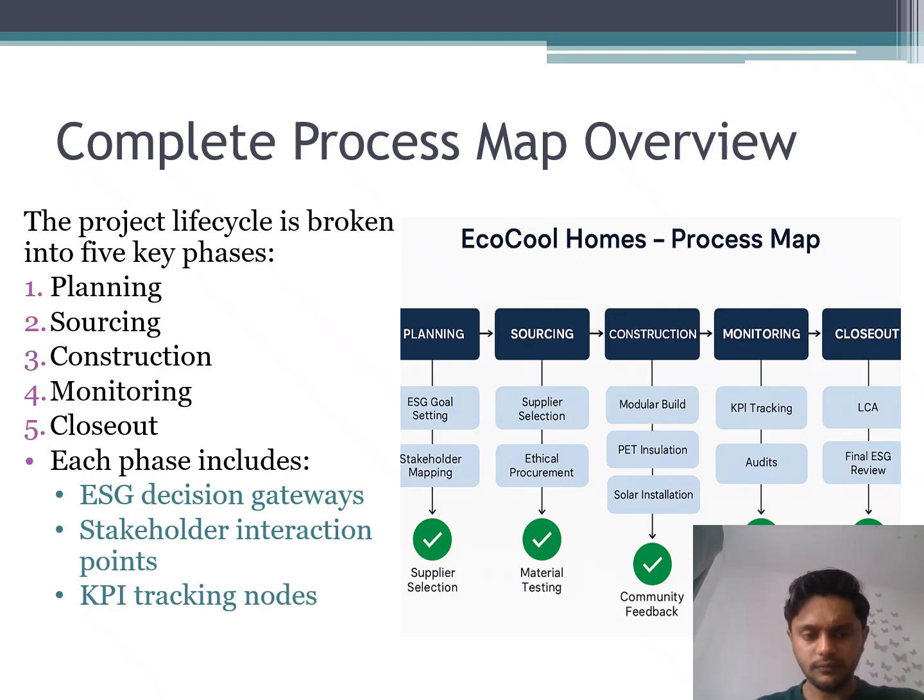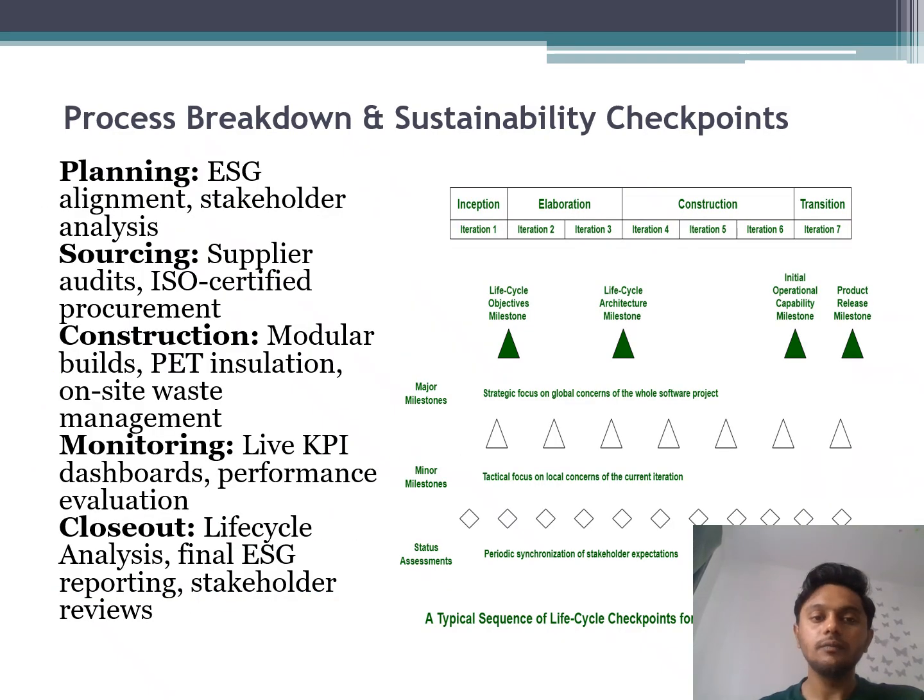Each phase includes ESG decision gateways, stakeholder interaction points, and KPI tracking nodes. As I mentioned, all stakeholder integration points are in the process map. Now I will explain the complete process breakdown and sustainability checkpoints.